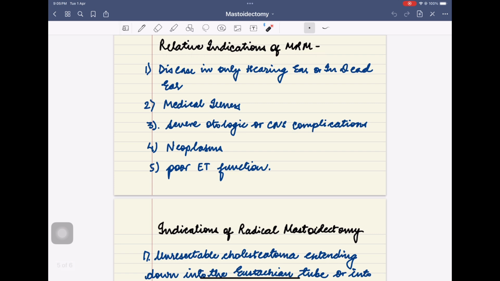Now, what are the relative indications of MRM? First, disease in the only hearing ear or in dead ear. Second, medical illness. Third, severe otologic or CNS complications. Fourth, neoplasms. Fifth, poor eustachian tube function.